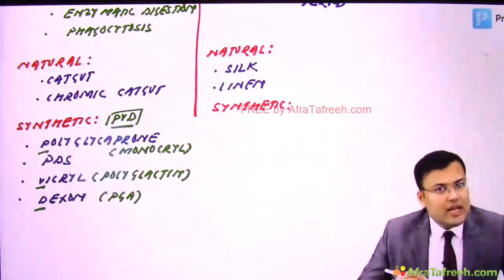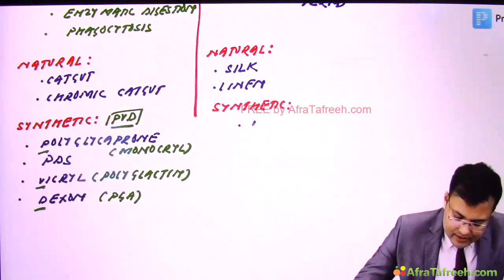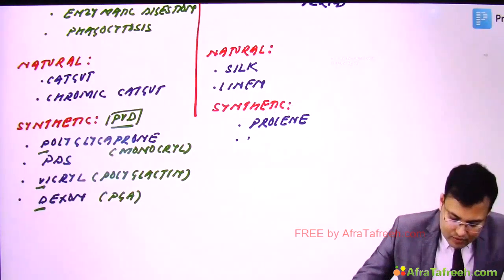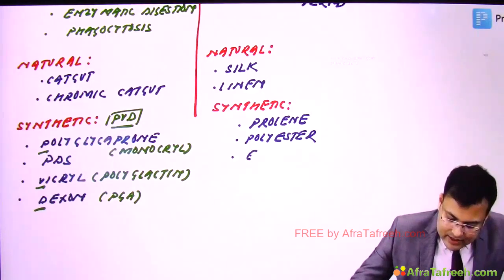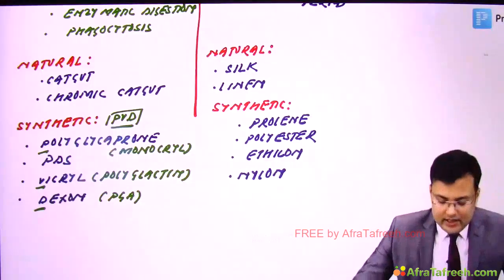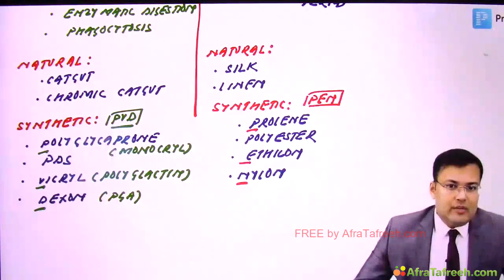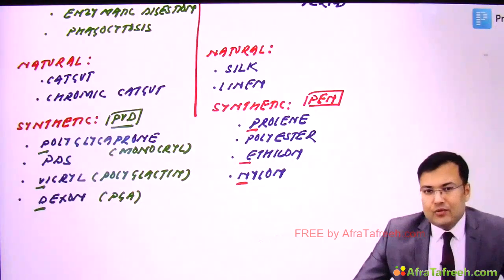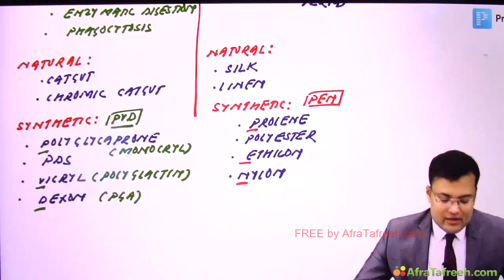Now synthetic non-absorbable sutures: prolene. What is the other name of prolene? It is also known as polypropylene. Second is polyester, and ethilon, nylon. Clear? So how to remember? The mnemonic for synthetic non-absorbable suture is PEN. So PEN means prolene, polyester, ethilon, nylon. Clear? So this is important.